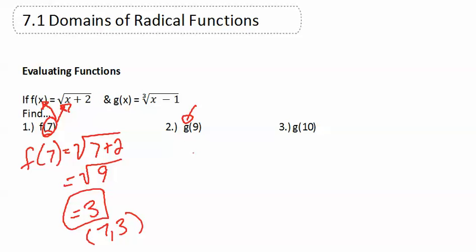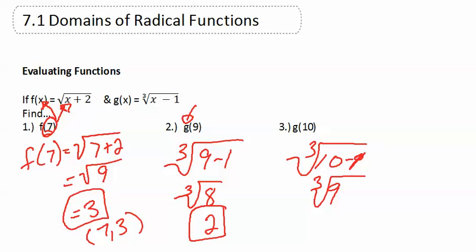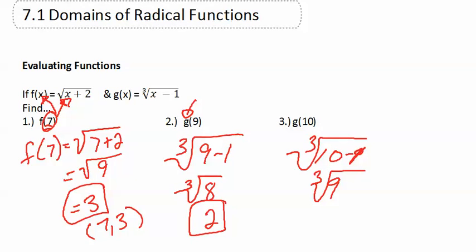So in number 2, we're going to use the function g. Now I'm going to do the cube root of 9 minus 1, which is the cube root of 8, which happens to be 2. Finally, we're going to do that with 10. I'm going to take the cube root of 10 minus 1, which is the cube root of 9. If you think about it, there is no integer times itself 3 times that will give you that. So we're going to just leave it as cube root of 9.